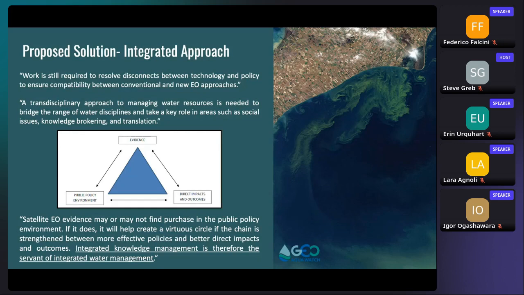Satellite Earth observation evidence may or may not find purchase in the public policy environment, but if it does, it will help create a virtuous circle if the chain is strengthened between more effective policies and better direct impacts and outcomes. Integrated knowledge management is therefore the servant of integrated water management.